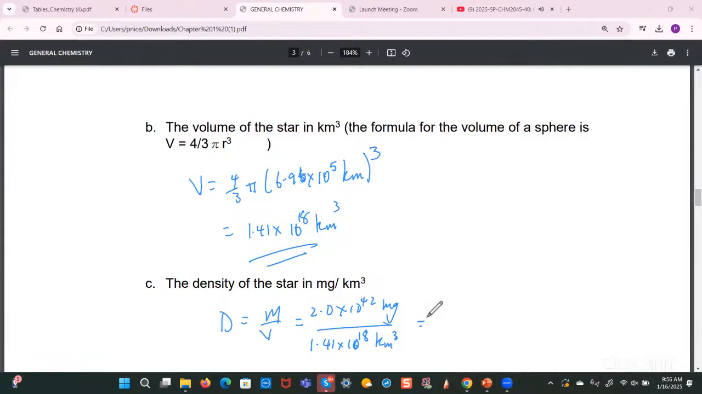2 times 10 to the 42 divided by 1.41 times 10 to the 18. And according to my calculator, now this you have to round to 2 sig figs. So 1.4 times 10 to the 24 milligrams per kilometers cubed. That would be the answer for the C part. All right. Any questions about either B or C?